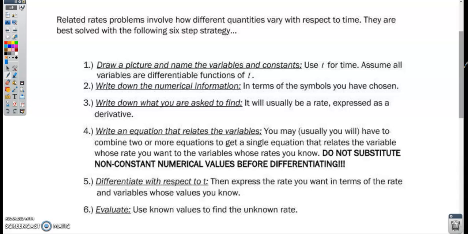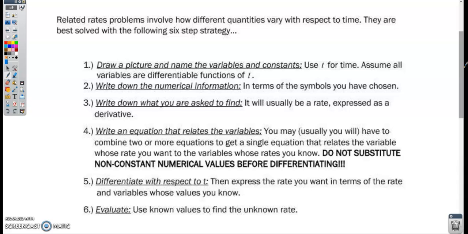Write an equation that relates the variables. You may, and it says here in parentheses, usually you will. I've found that a lot of times we do have to combine two or more equations to get a single equation that relates the variable whose rate we want to the variables whose rates we know. That is always a possibility. Notice this bolded capital thing here. This is kind of important. Do not substitute non-constant numerical values before differentiating. So for instance, if I'm talking about a numerical value and it's something that varies with respect to time, that's something that I need to wait until after I've differentiated before it goes into my equation.